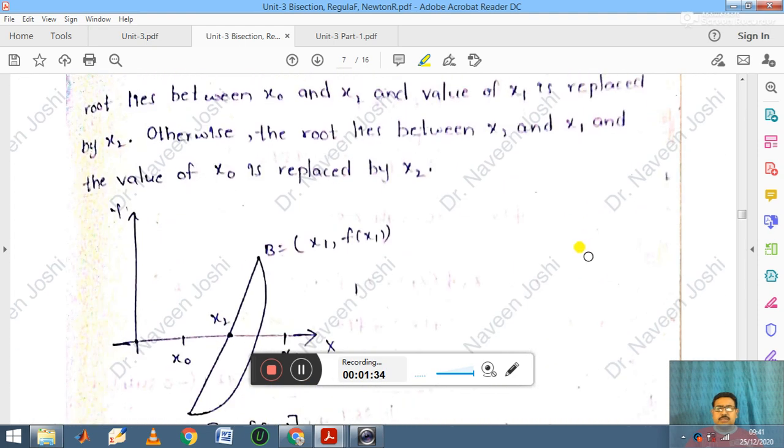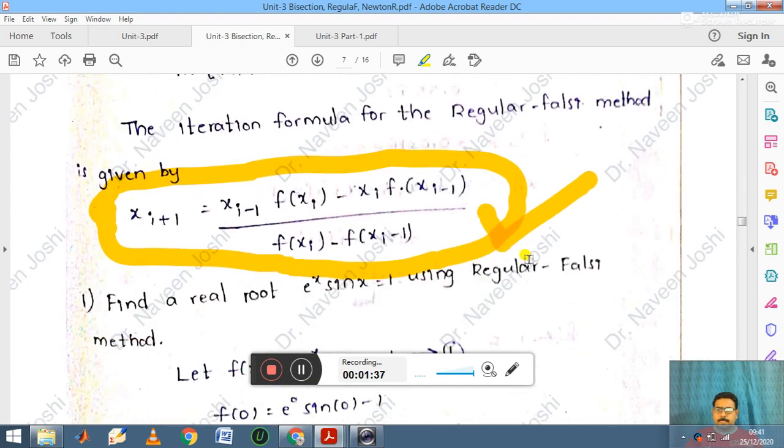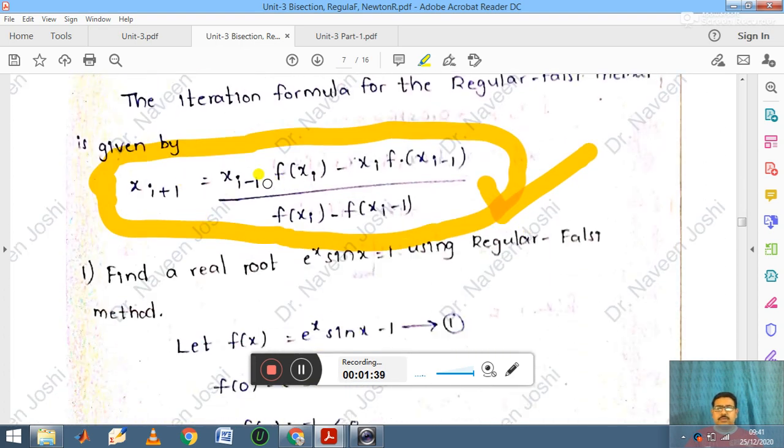So I would like to explain this method directly with the help of problems. Before going to the problem, please remember the general formula of the Regula-Falsi method. The general formula is given by x(i+1) equals x(i-1) f(xi) minus xi f(x(i-1)) divided by f(xi) minus f(x(i-1)). Here in the suffix i plus 1, if you replace i by 1, 2, 3 and so on, you get the iteration numbers. So first you replace i equals 1.